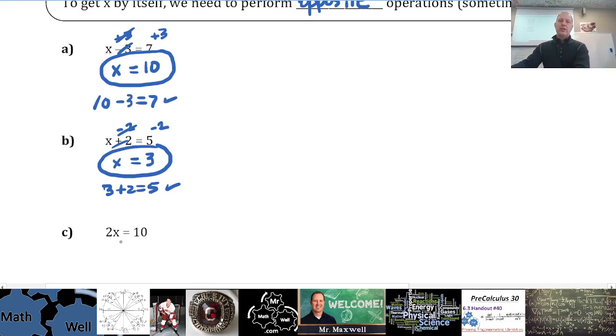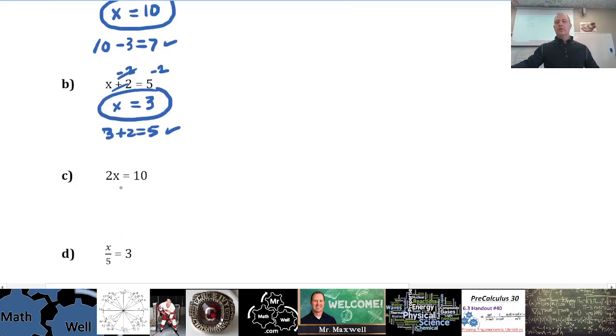Okay, opposite operation of multiplying. So x over here is being multiplied by 2. We said the opposite was division. So we divide both sides of the equation by 2. Okay? Everything that's on the one side of the equation, divide by 2. Everything that's on the other side, divide by 2. So divide by 2, divide by 2.